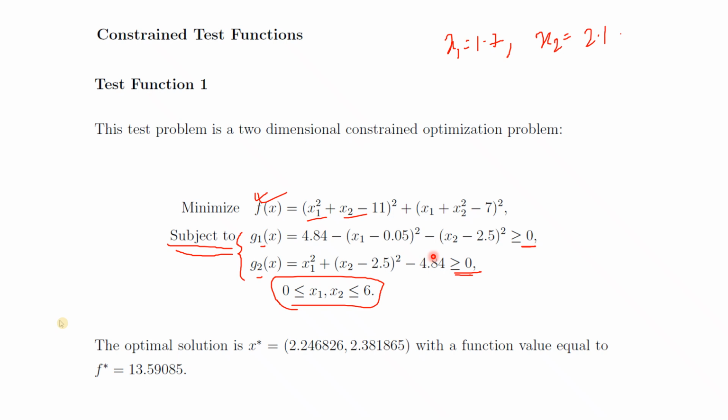Then you update x1 and x2 again, put them in f(x), and get new values of x1 and x2. You put them in g1 and g2. If it is violating g1 and g2, then you take the previous one and update it again. You cannot go to the next iteration. So this is a constrained single objective optimization problem.